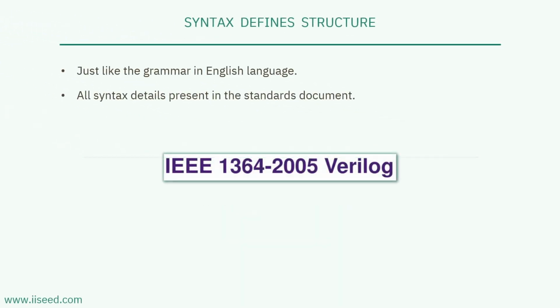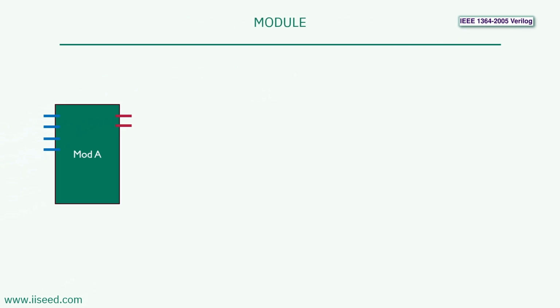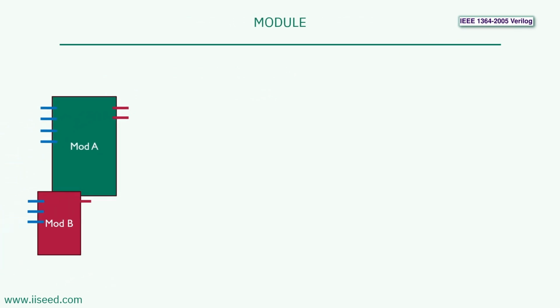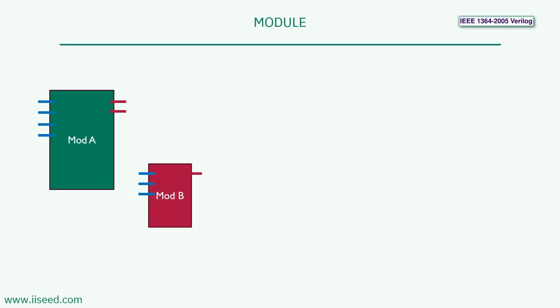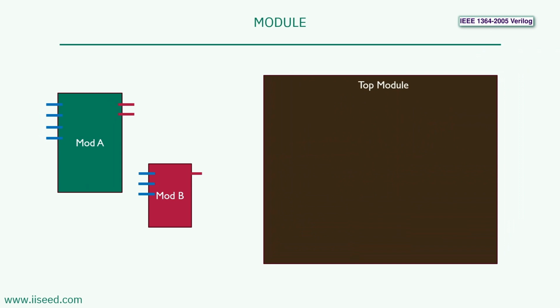The syntax of hardware description language is like the grammar of the English language. Describing a circuit in Verilog requires you to write code in a certain format, adhering to the syntax of the language standards. In Verilog, designs are written in small modules, and then multiple modules can be combined to design a complex circuit.